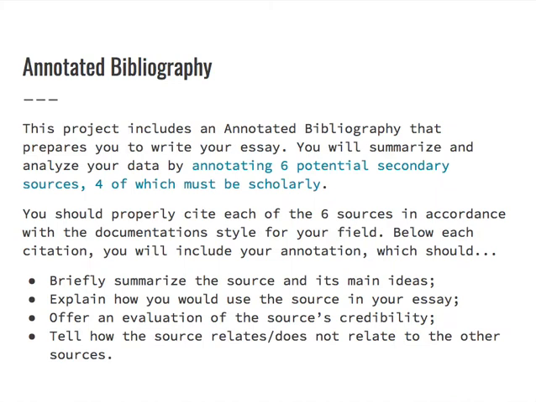To prepare students to write their essays, this project includes an annotated bibliography. Students will summarize and analyze their data by annotating 6 potential secondary sources, 4 of which must be scholarly. Each source should be properly cited, and below each citation, students will include their annotation, which should briefly summarize the source and its main ideas, explain how they would use the source in their essay, offer an evaluation of the source's credibility, and tell how the source relates or does not relate to the other sources listed.